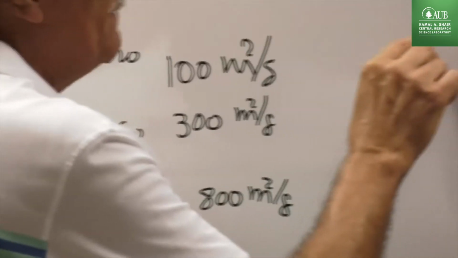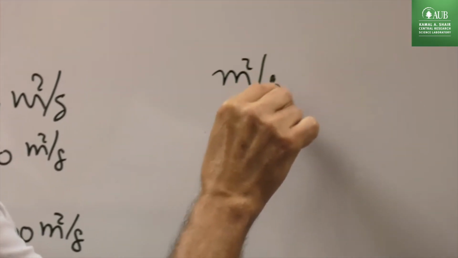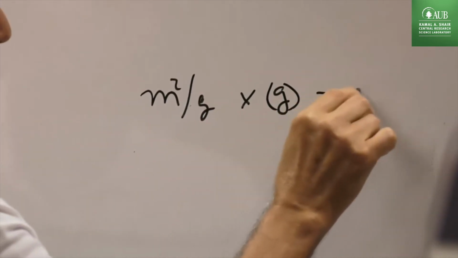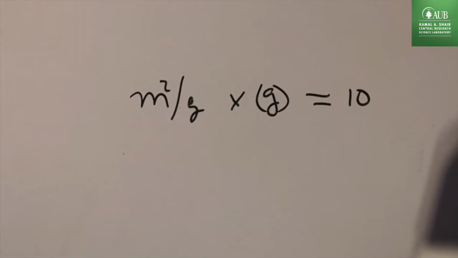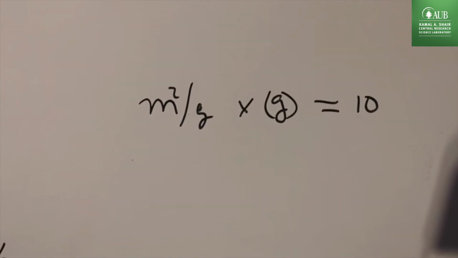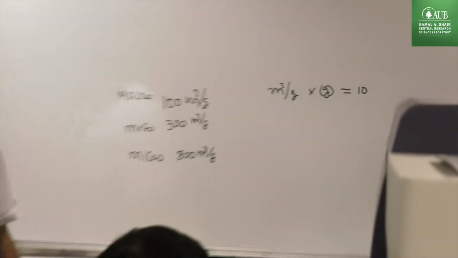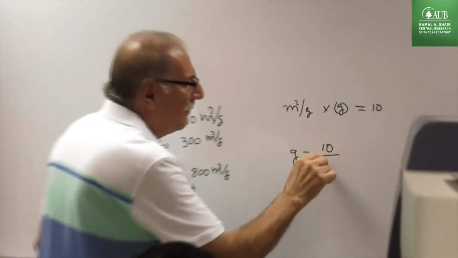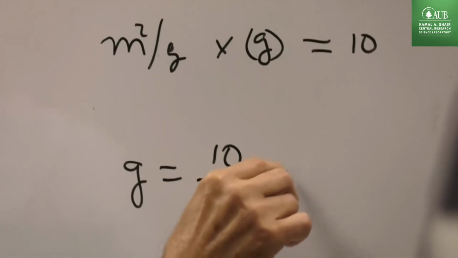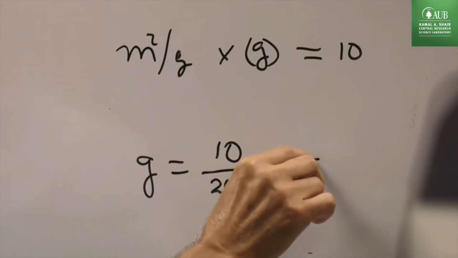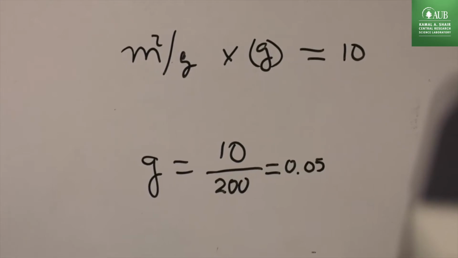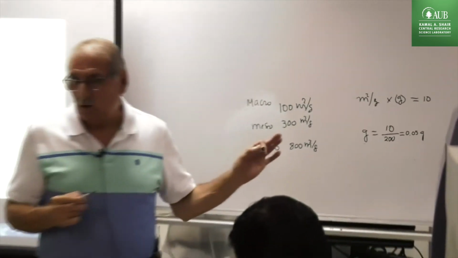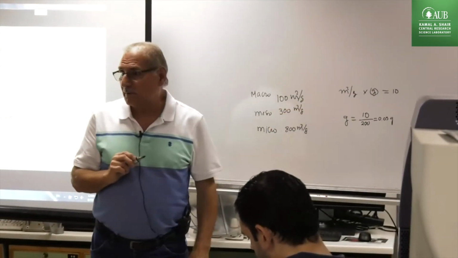My formula is meter square per gram times the amount of sample I need. This should be 10 or higher. Okay? So suppose I have 200 meters square per gram. How much sample should I take? The mass in gram will be 10 divided by 200. This gives you about 0.05, right? I think it's correct. Okay? Gram or 50 milligram. So more or less take this one here and give me at least 10 meters square per gram.